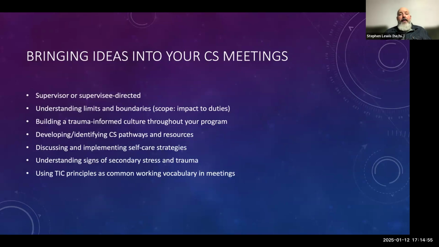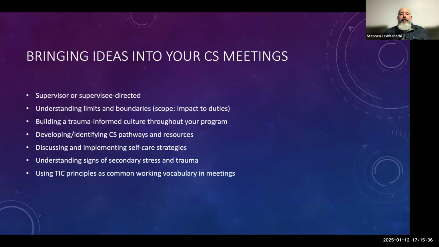As a supervisor, if you don't explicitly have trauma-informed clinical supervision right now, talk to your supervisees about it: this is a model that I want to use to guide our discussions, guide the culture of our program and the treatment of clients. So we're going to do some in-service trainings on what trauma-informed care is, the trauma-informed principles, and how we're going to be using this in clinical supervision. We want to make sure that we're developing clinical supervision pathways and resources that are trauma informed. We're understanding signs of secondary stress and trauma so that we can help our staff address that.